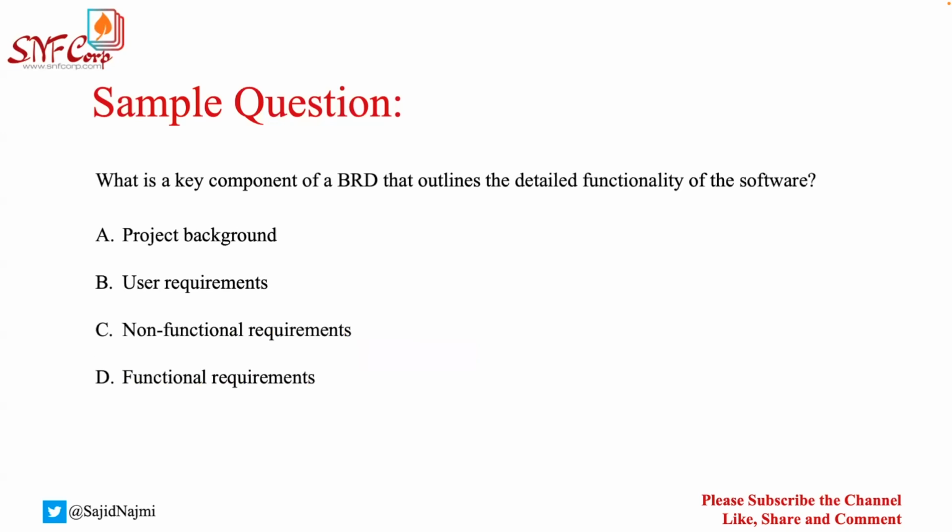What is the key component of a BRD that outlines the detailed functionality of the software? We have studied many key components. So which one is the key component that will talk more about the functionality of the software? D. Okay, any other answer? It's D. Okay, let's see the answer. Yes, D. The functional requirement is the only key component that will talk about the functionality of the software. Every functionality goes under the functional requirement section.